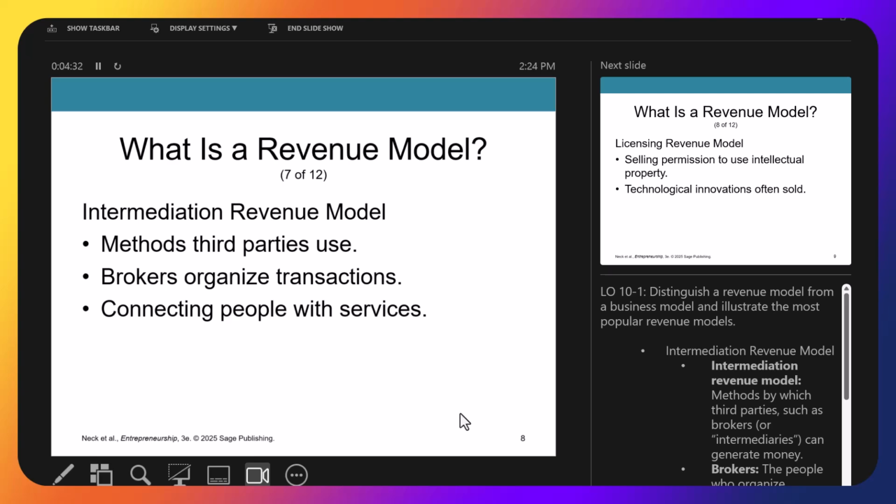What is a revenue model? Intermediation revenue model. Third-party use: brokers organize transactions, connecting people with service. This is plain and simple. This is when you have someone who is the middleman, a broker. What they do is connect a business or a product to a customer. That's how they generate their revenue. That's what brokers do, that's how they make their living, and brokers are in all types of industries.